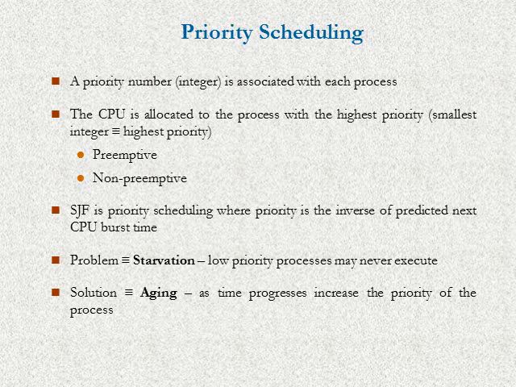So you can see that in priority scheduling, we have a number associated with all the processes, and the process having the highest priority can be taken by the scheduler and placed into the processor.